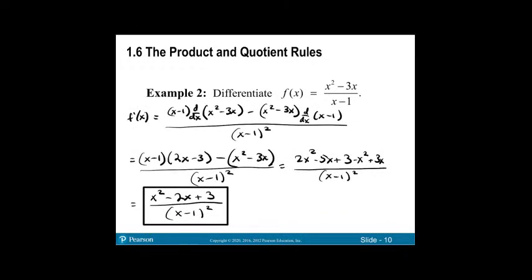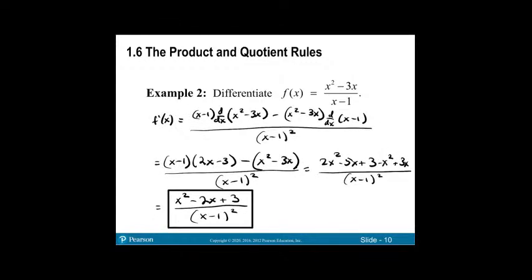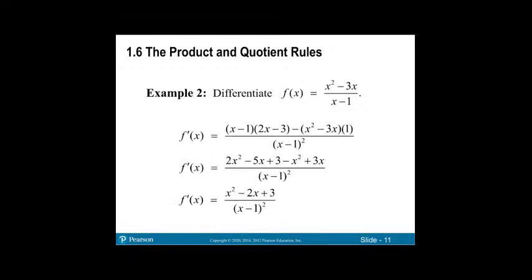Okay, that looks good. All right. x squared minus 2x plus 3, x minus 1 squared. Okay, that looks good.